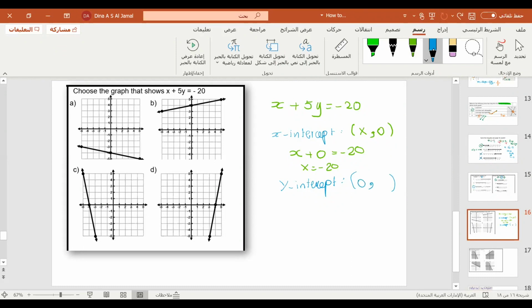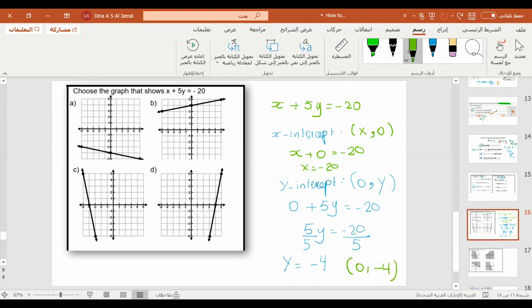It's all about 0 and y. So put your x as 0. So 0 plus 5y is equal to -20. So 5y is equal to -20. Divide by 5 both sides. Y will be equal to -4. That means your y-intercept will be 0 and -4.